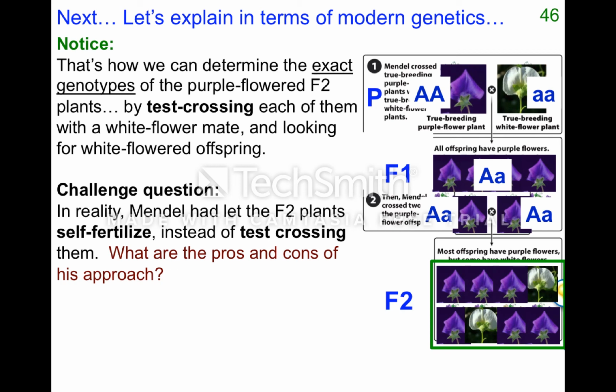Okay. So we already said that test crosses are kind of the go-to way to figure out, say, Wolfie's genotype. So why did he let them self-fertilize instead? What are the pros and cons of that choice? Okay, so pause and think about that.